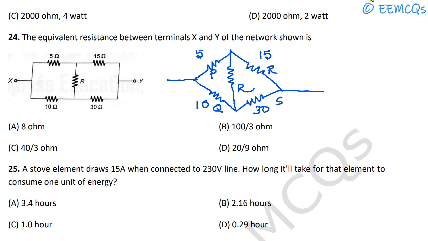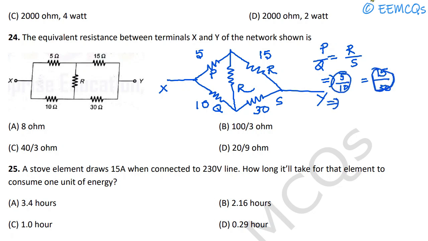What do we know? For a balanced bridge circuit, P by Q is equal to R by S. Here P is 5 and Q is 10, R is 15 and S is 30. So this is basically giving 1 by 2 and this is also giving 1 by 2. So they are basically same. So the relation holds. That means there will be no current through this branch. No current. So we can take it to be as open.